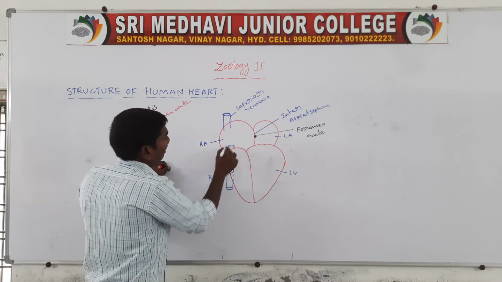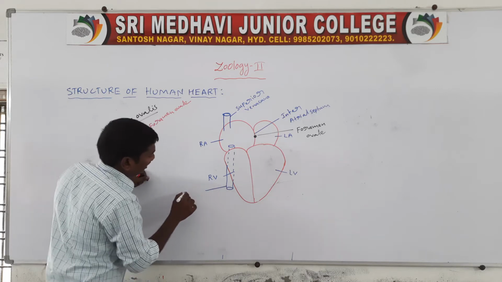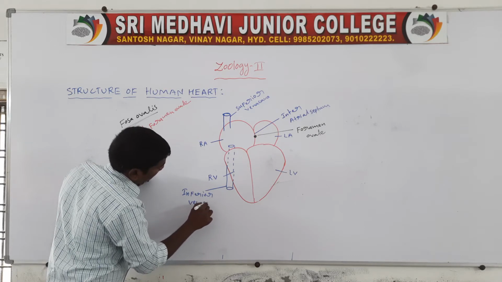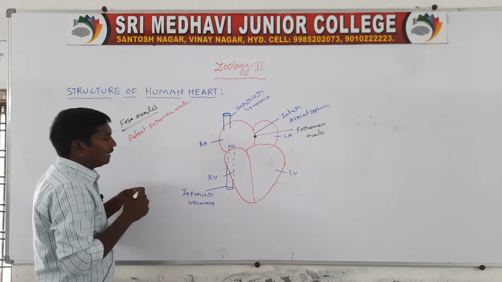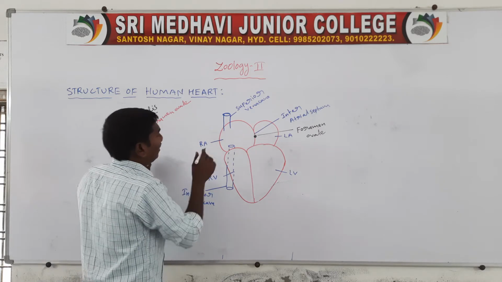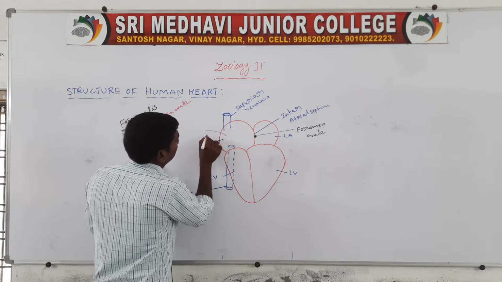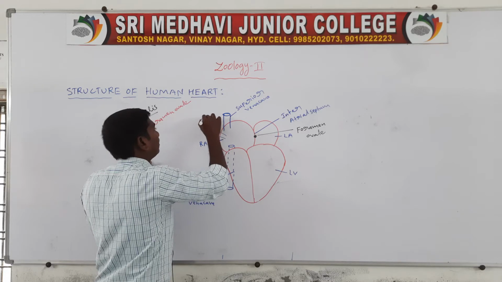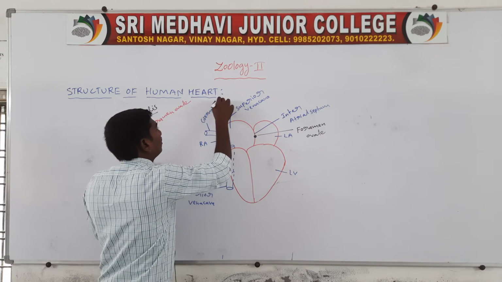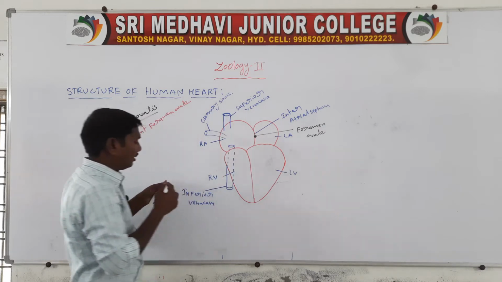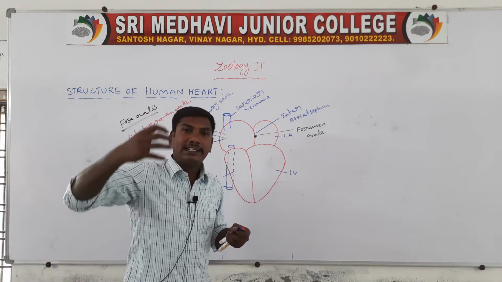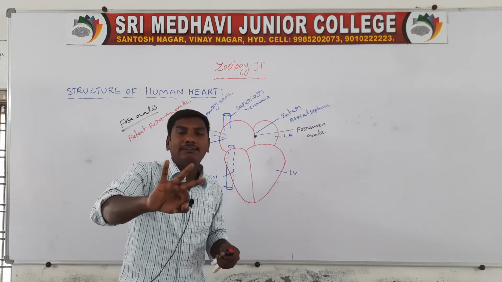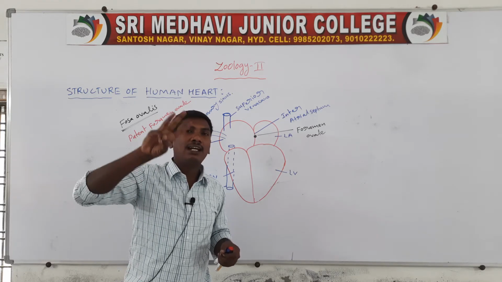These are the inferior vena cava. Another one is called the coronary sinus. So the right atrium receives deoxygenated blood from all the body parts except the lungs through the three caval veins: superior vena cava, inferior vena cava, and coronary sinus.